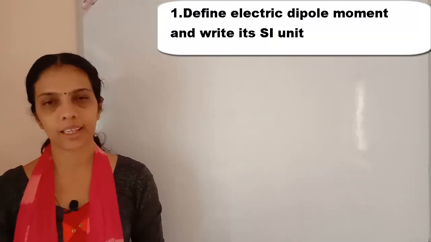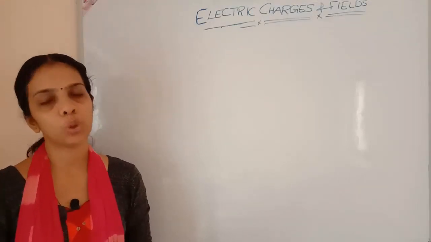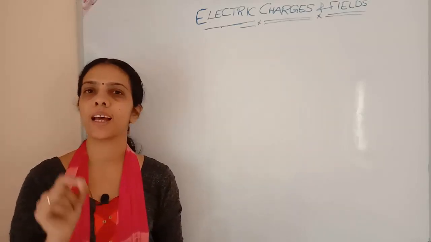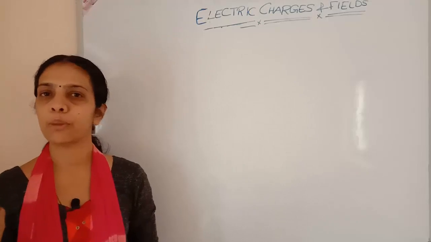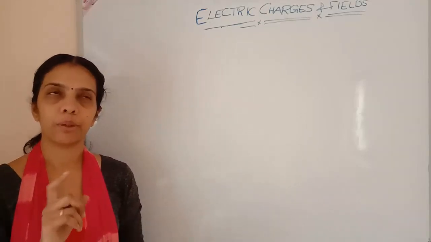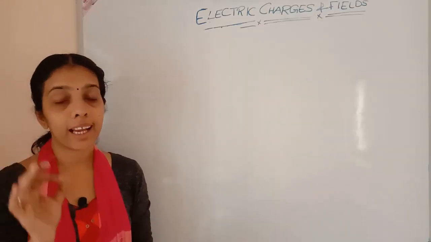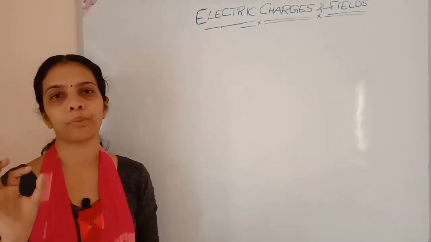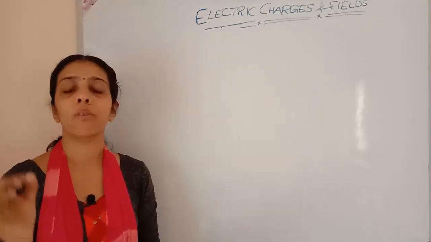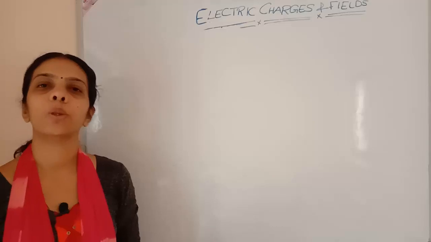and its SI unit. Electric dipole moment p equals q into 2a. It is the product of one of the charges and the distance between the two charges, not the perpendicular distance. That is called electric dipole moment. Electric dipole moment is the product of one of the charges and the distance between the two charges. What is its unit?